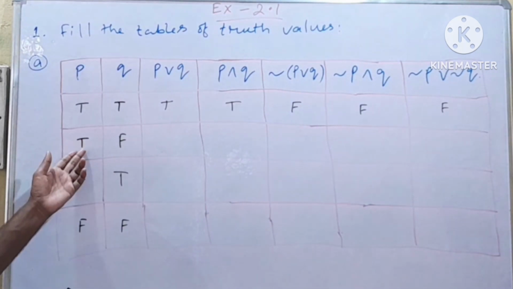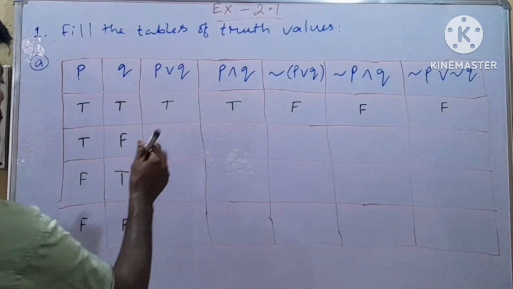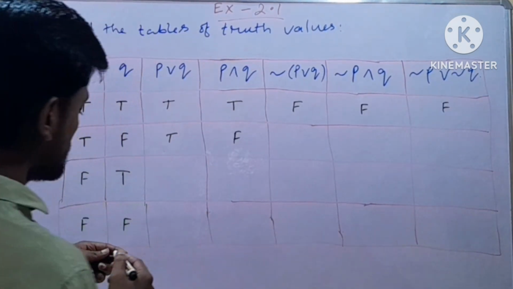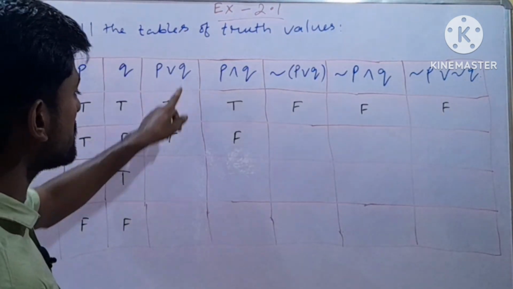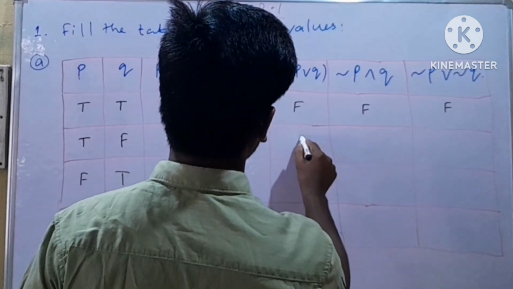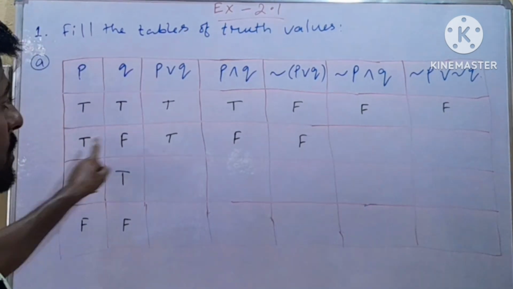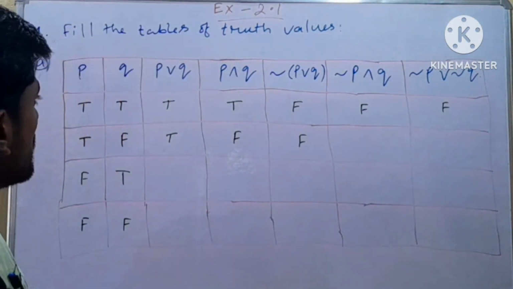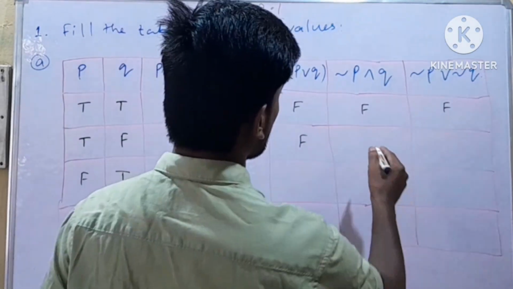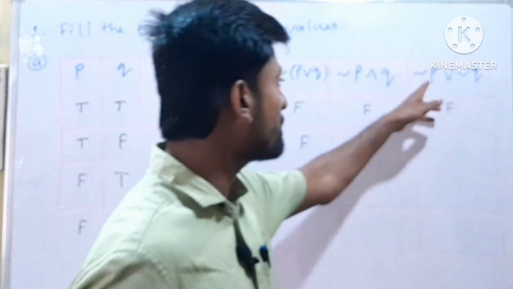Next, P is true, Q is false. Then P disjunction Q will be true, P conjunction Q will be false. Since P disjunction Q is true, so negation of P disjunction Q will be false. Now P is true, so negation of P will be false, Q is false, so false conjunction false, result will be false.